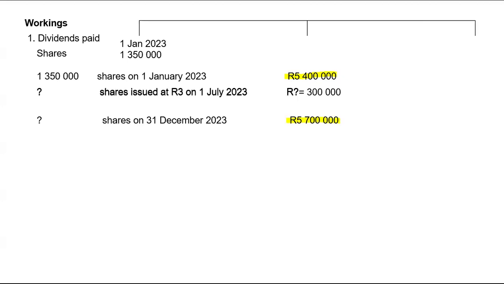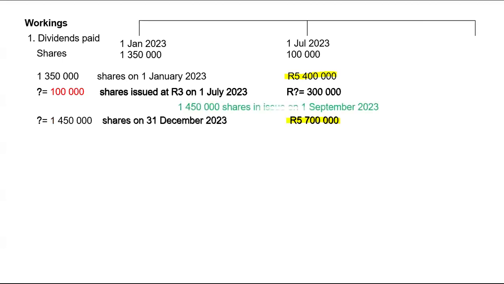The fact that it increased means we issued more shares at 3 Rand, by the way. So 300,000, when you divide it by 3 Rand, will give you the number of shares that we issued to get that 300,000, which will be 100,000 shares. It means from the 1st of July, we issued 100,000 shares. In total, there were 1,450,000 shares that were issued. And these shares will be in issue up until the 1st of September, which is the day your interim dividends were paid.